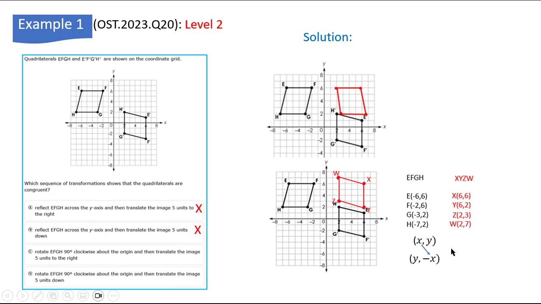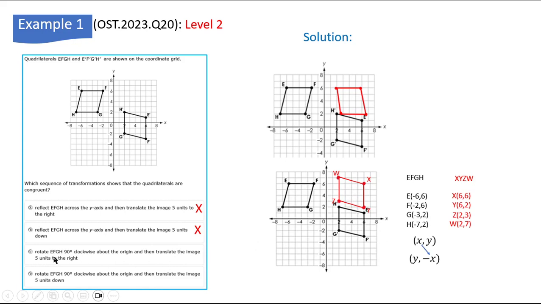Here's the rule for rotation 90 degrees clockwise. X and Y change positions, and since we are going to the right, the coordinate that is going to the right changes its sign. So these are the coordinates of EFGH, and these are the coordinates of XYZW. Now these look exactly the same size and shape. So now we have options here.